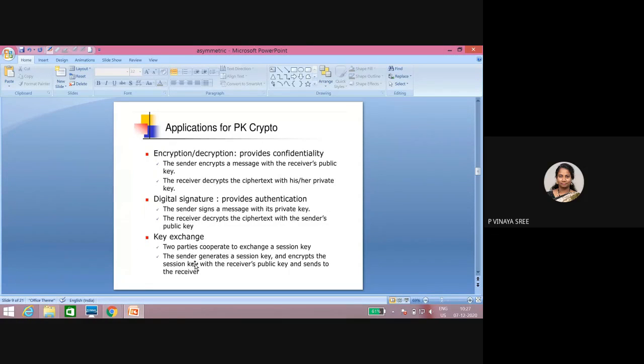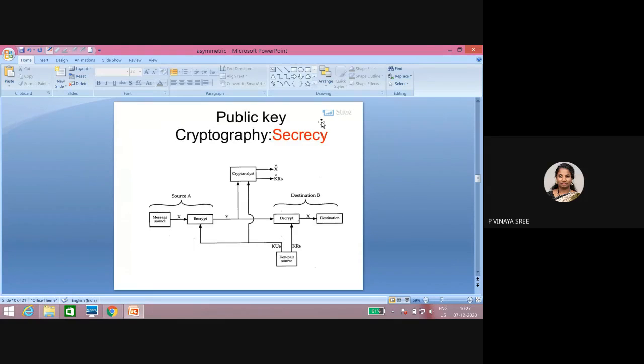Key exchange: two parties cooperate to exchange a session key. Next, this is confidentiality. In this confidentiality, what we have done: source A, destination B, each source has a key pair. Just now I said, for each and every source we'll have a key pair of two, one public, one private. The message is encrypted with the public key of the receiver, the destination system, and it has to be decrypted with the private key of the receiver, so that the receiver will get this.